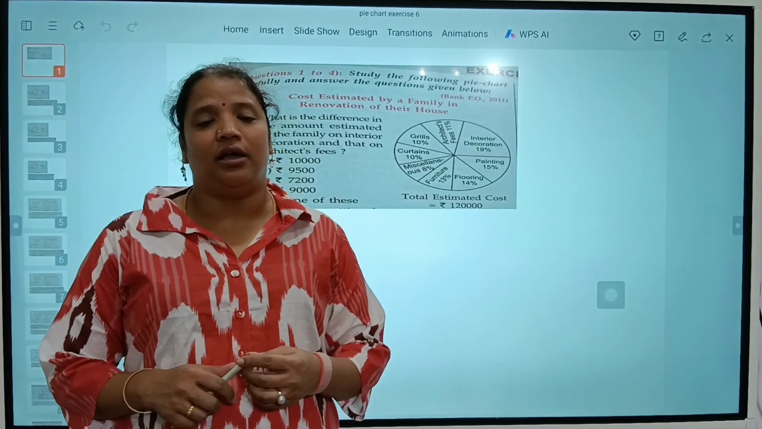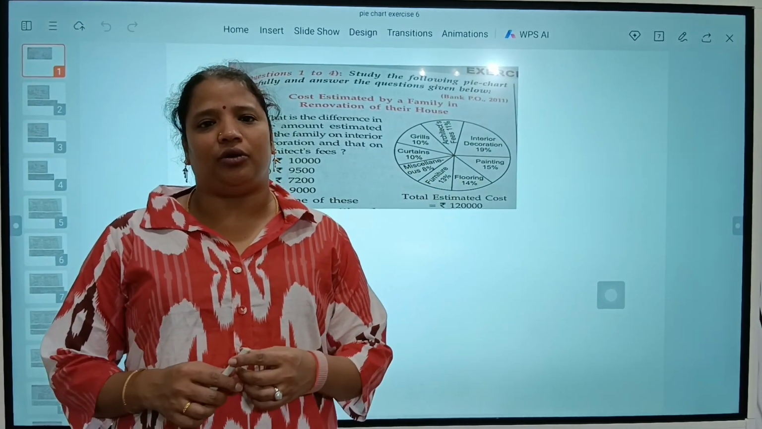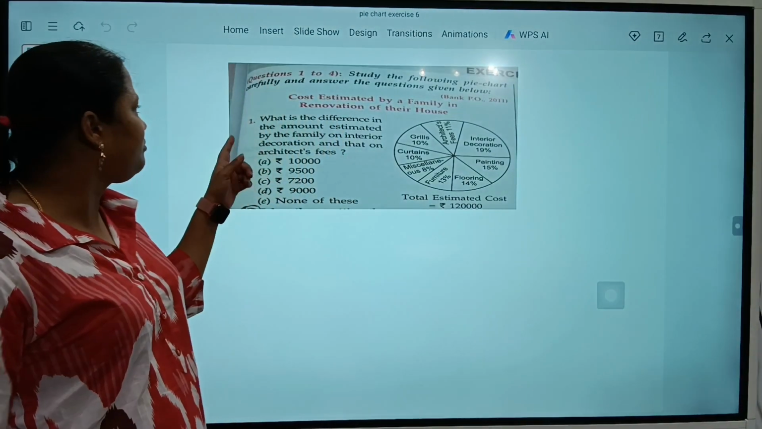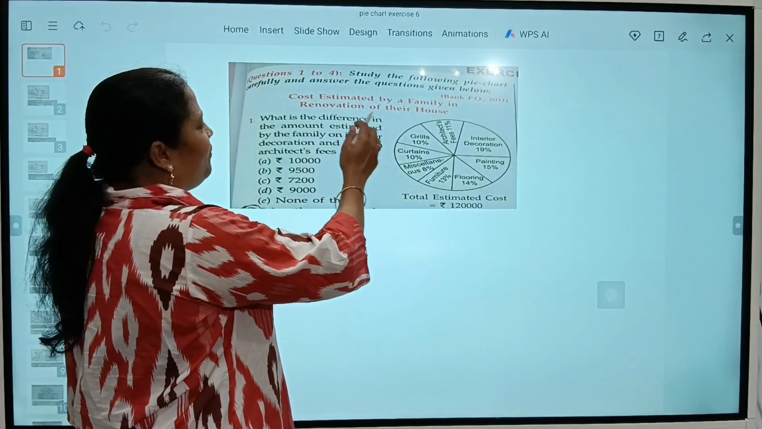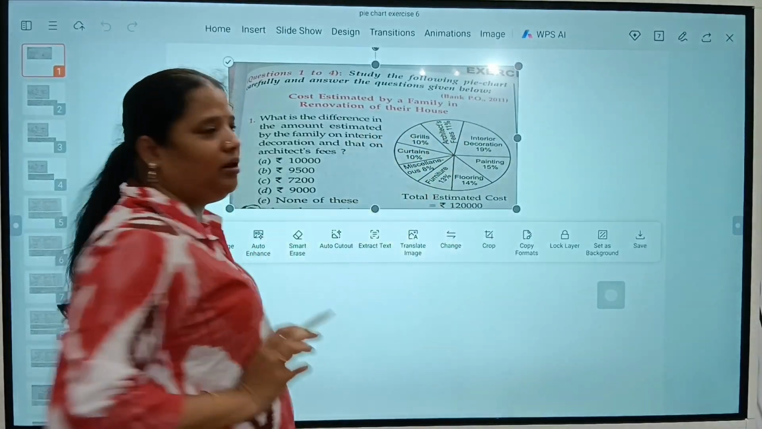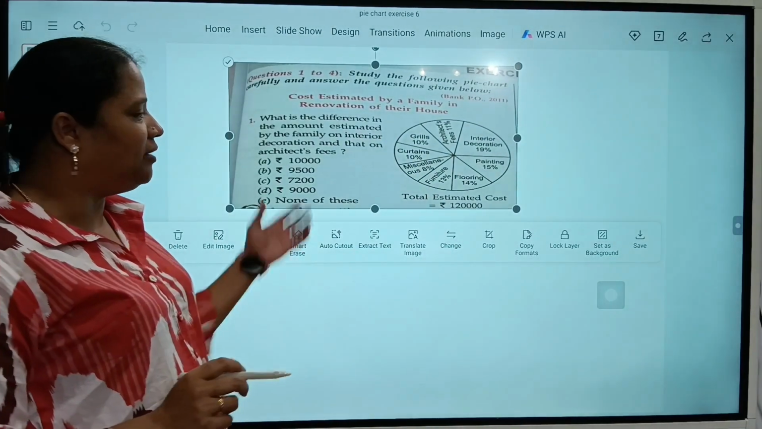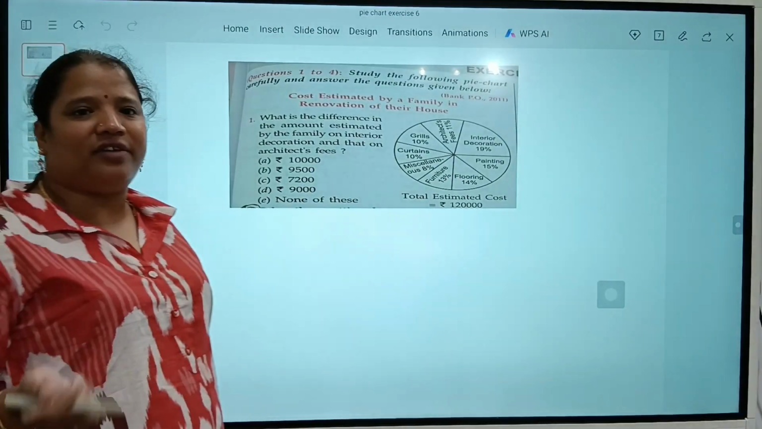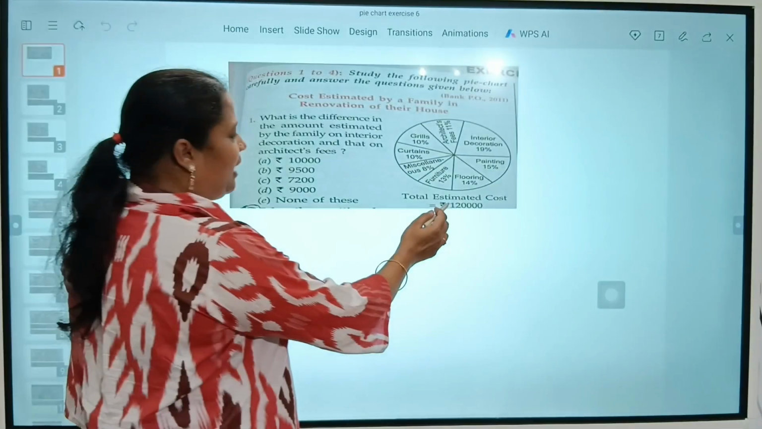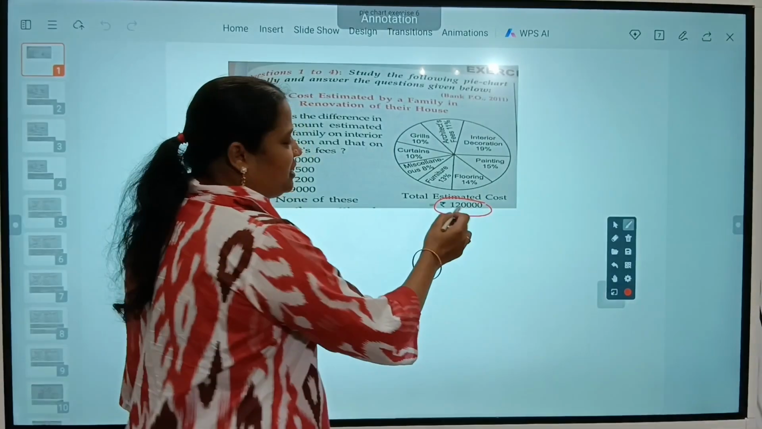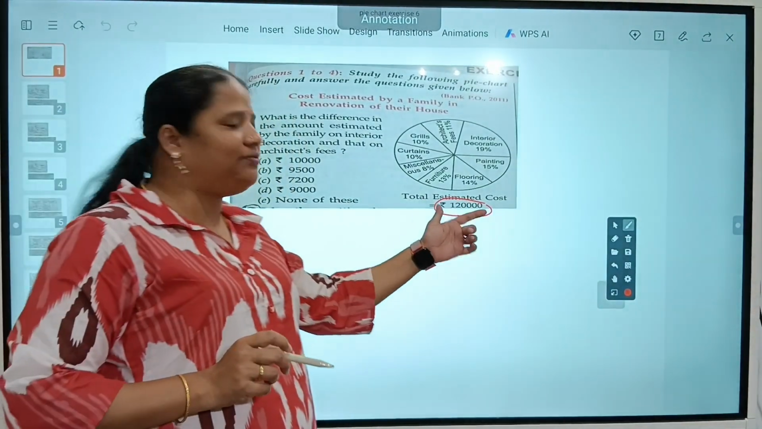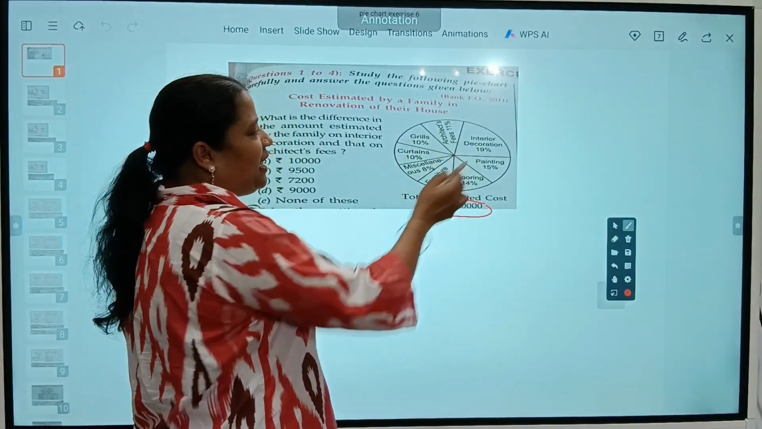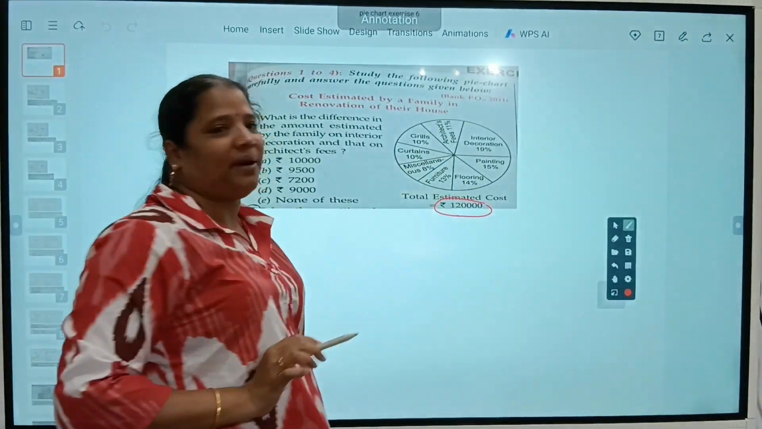In this session we are going to discuss complex pie charts. The first graph is the cost estimated by a family in renovation of their house. How much they are spending on renovation of the house is given here. The total estimated cost is 1,20,000. Out of this we have to solve the given questions. The percentage they spent on each component is given in this pie chart.